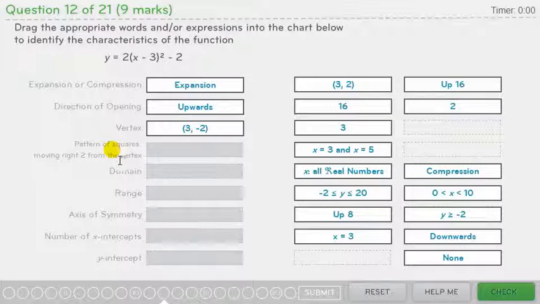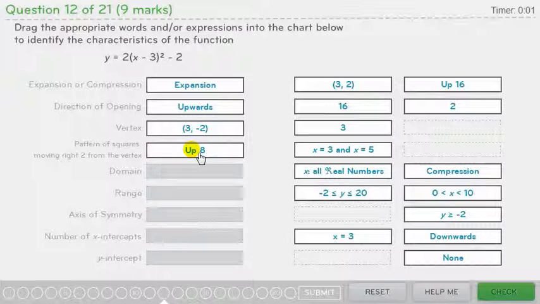The pattern of squares, moving right 2 from the vertex. Recall that the regular step pattern goes over 1 unit, up 1 unit, over 2 units, up 4 units. That's for the function y equals x squared. Because this has been expanded by a factor of 2, instead of going over 2 up 4, we would go over 2 and up 8 units.